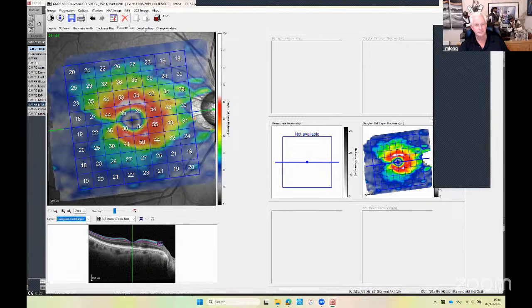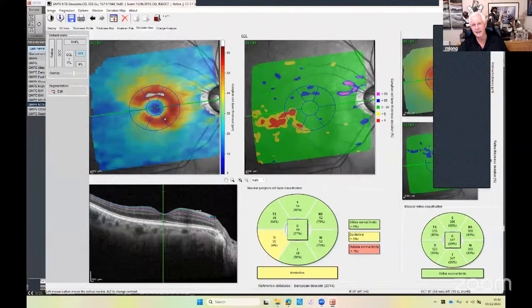So it looks like 3 strikes, unfortunately, for this lady who has got fairly normal pressures. And look, we start to see the early signs on the deviation map for the ganglion cell there. Again, inferiorly going horizontal towards the fovea.